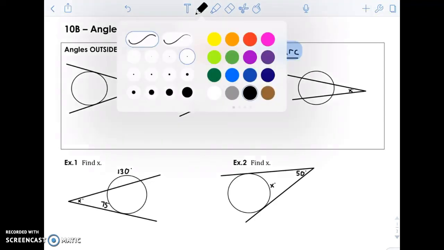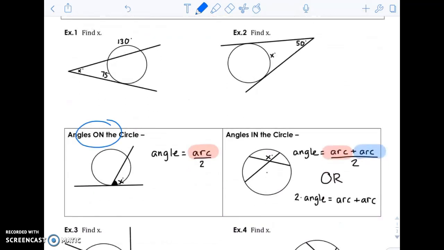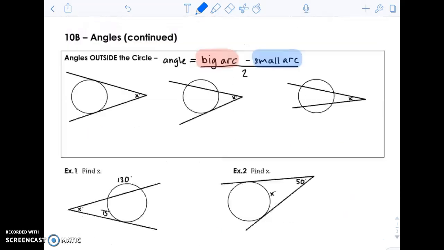Alright, so I'm just going to walk you through the notes for 10B using angles that are outside the circle, angles that are sitting on the circle, and angles that are inside the circle. Starting with the first one, this is your equation that you're going to be using. If you want to find the angle, you need to know the measure of the big arc and the small arc. What you're going to do is subtract them and divide by 2.